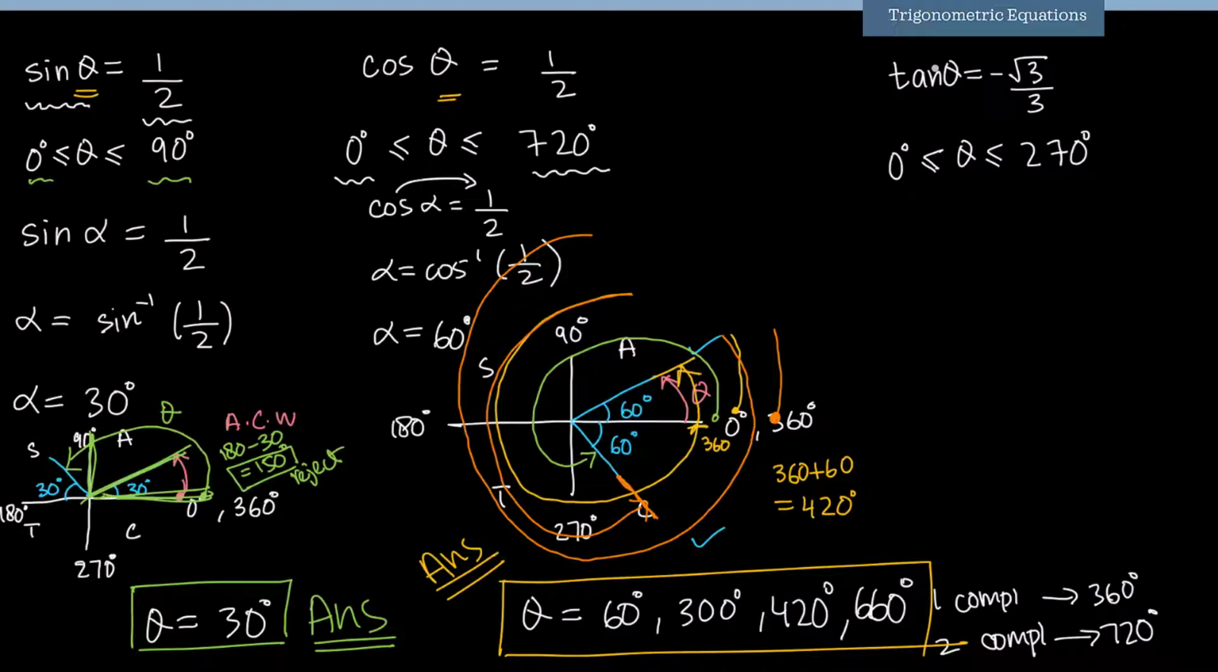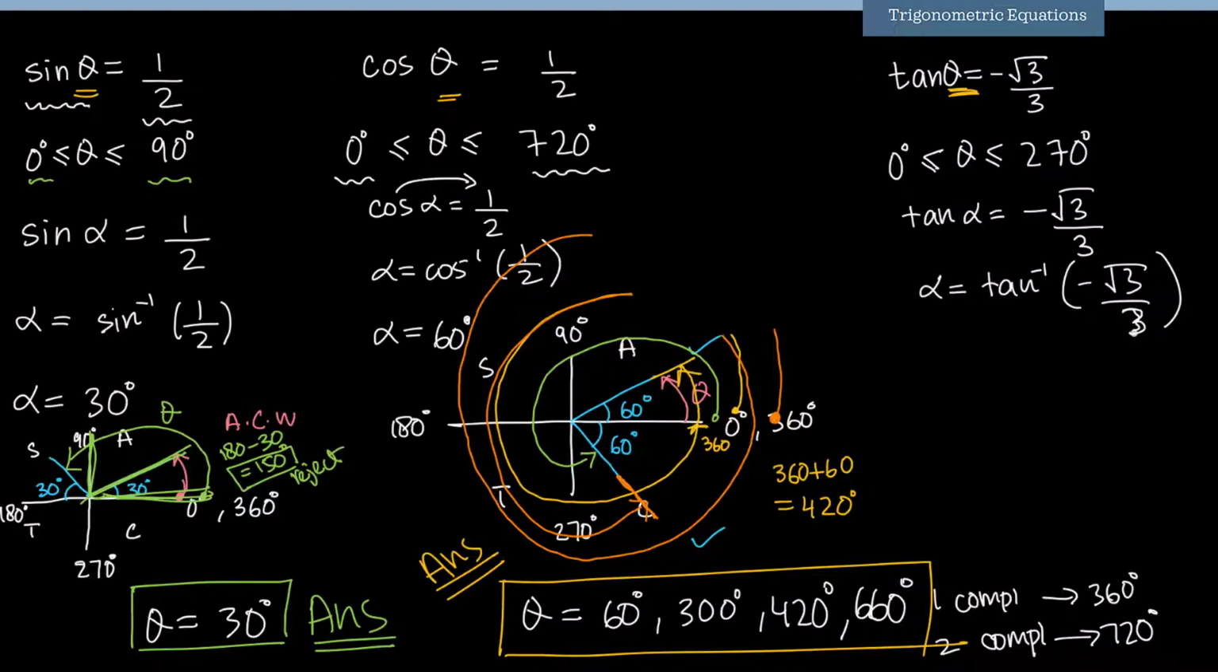Now let's do the last example, which is tan theta is equal to minus square root 3 upon 3. To find the values of theta in this domain of 0 degrees up to 270 degrees, first I'll replace theta by alpha. So tan alpha is equal to minus square root 3 upon 3. And if I send tan on the other side, I would get alpha is equal to tan inverse of minus square root 3 upon 3.